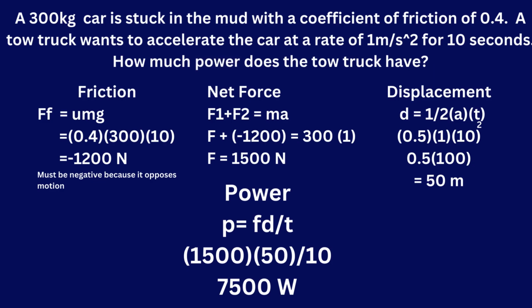The displacement is given by the equation displacement equals 1/2 times the acceleration times the time squared, which is 0.5 times 1 times 10 squared, or 50 meters. When I add these values to the power equation, I get 7,500 watts.